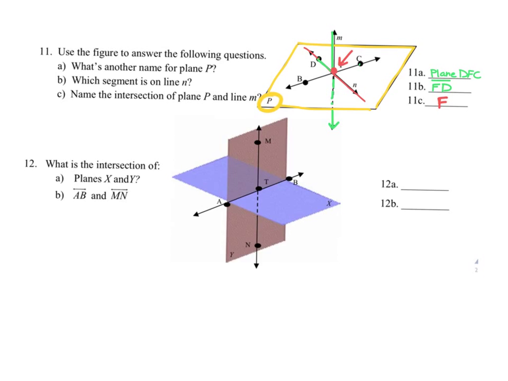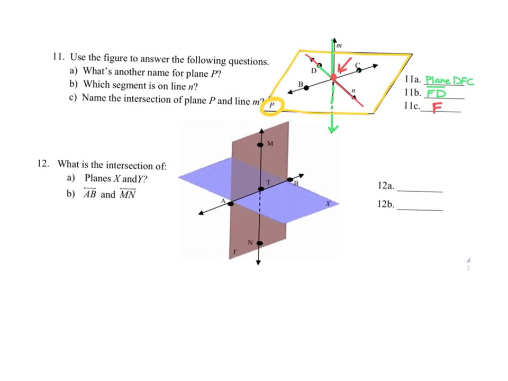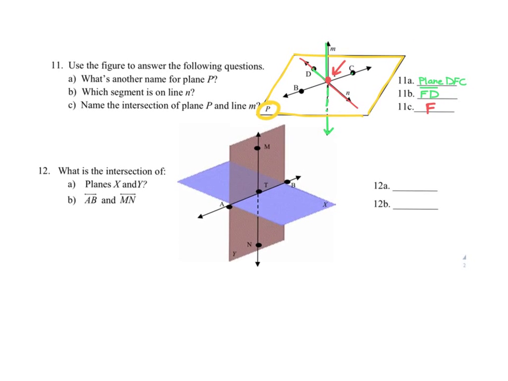So then looking at the next one, speaking of intersection, what is the intersection of planes X and Y? That's just saying, where do the planes touch each other? Well, they're touching all throughout this line right here. So the answer to this one is going to be line AB. 2 planes always intersect in a line. 2 lines intersect at a point. So lines AB and MN are actually intersecting at point T. And let's continue.